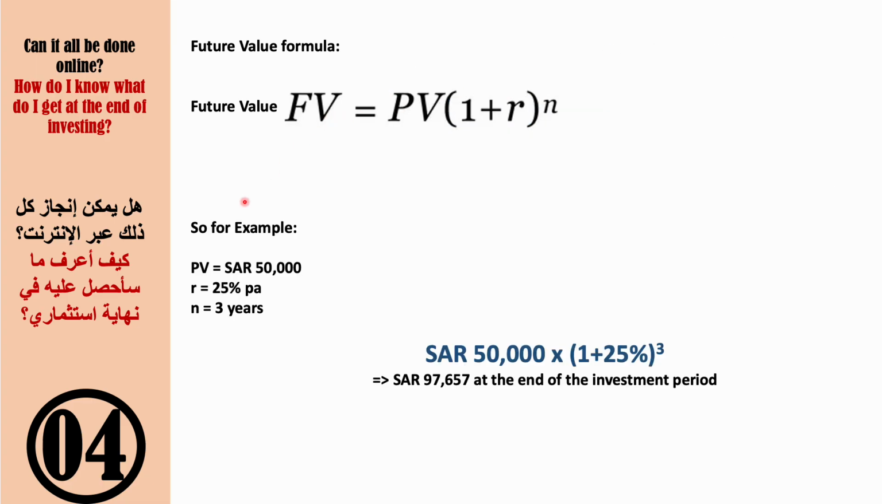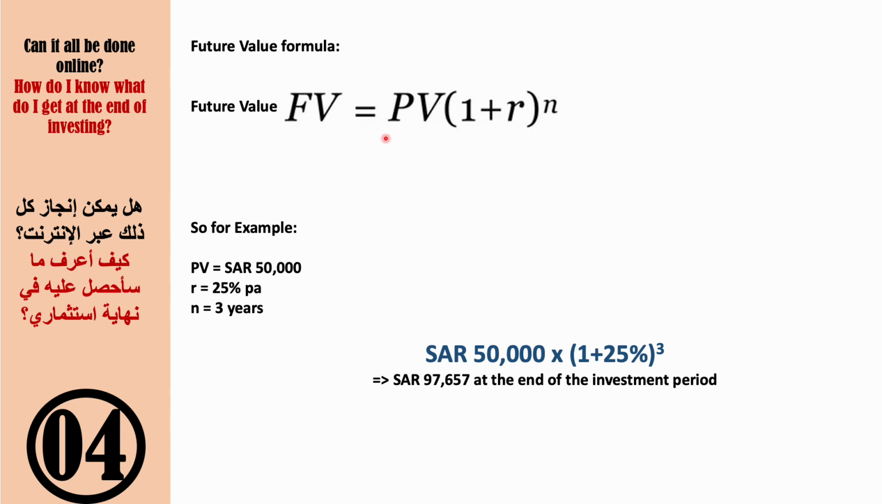All right. So I gave you a small example. Let's say the present value of the investment right now that you want to open the account with is 50,000. So 50,000 is your present value here in the formula. 1 plus the rate of return, it's giving you 25%. And I chose 25% for a specific reason for the next example that I'm going to give you. And the number of years, for example, is 3 years.